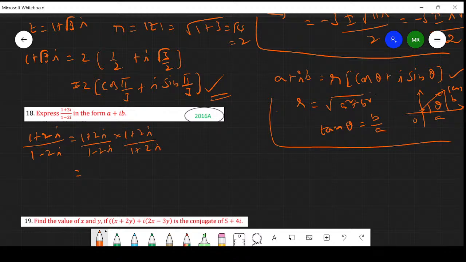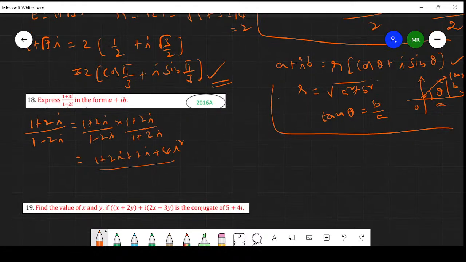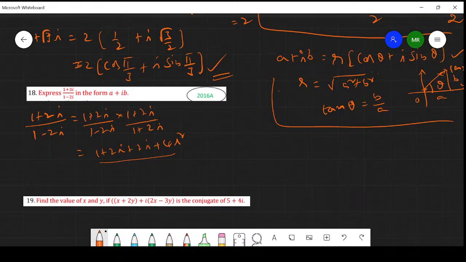So now you multiply this: 1 plus 2i plus 2i, and you are getting 4i square. I am multiplying 1 into 1, 2i, 4i square, and the denominator is (a minus b)(a plus b), which is a square minus b square, here (2i) whole square. See this: 1 plus 2i, 1 plus 2i, 2i into 2i is 4i.